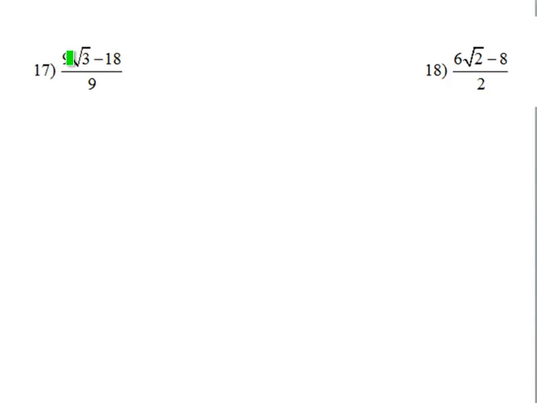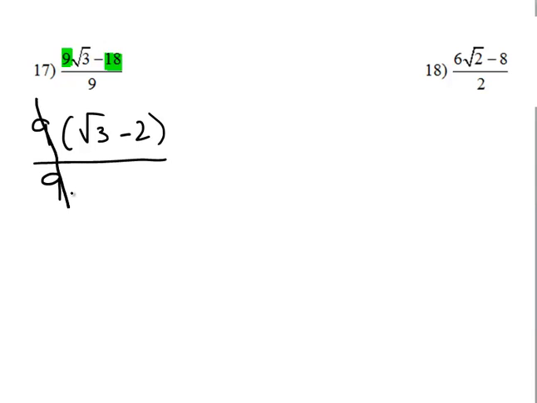First, I'm going to look at the coefficient and the constant here, and I notice that they both are multiples of 9. So if I pull out a 9, left behind will be the square root of 3 minus 2 over 9, and those will cancel out, and that's what I'm left with.